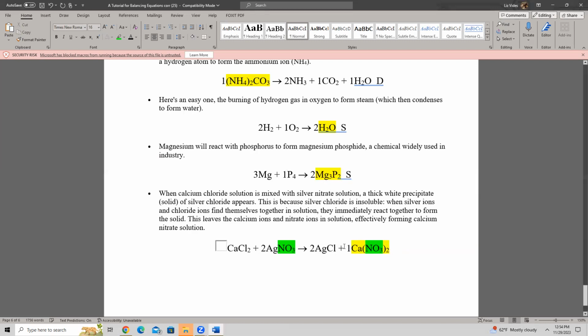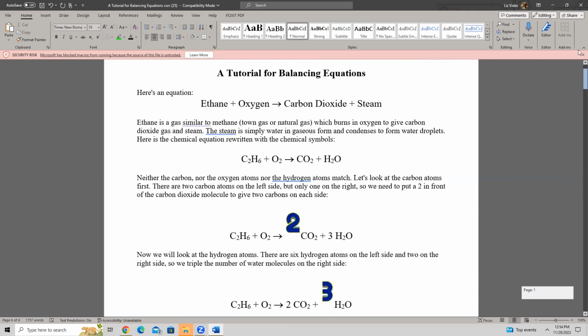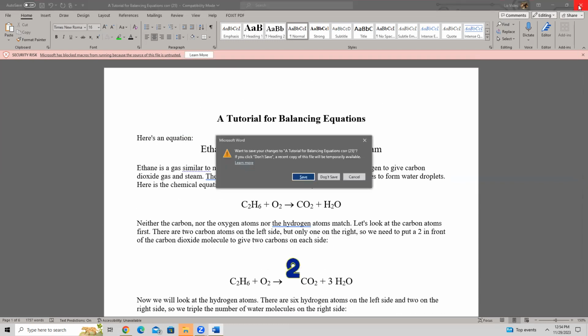So that needs a 1. And look, the stupid thing went black. The ones I don't need went black. And okay, now look what's going on. The chlorine with the calcium got replaced by the nitrate, right? And the silver with the nitrate got replaced by the chlorine. So this is a double replacement. See? All right. So that's how we do those. I'm not going to keep dwelling on that, because we have a lot to do.